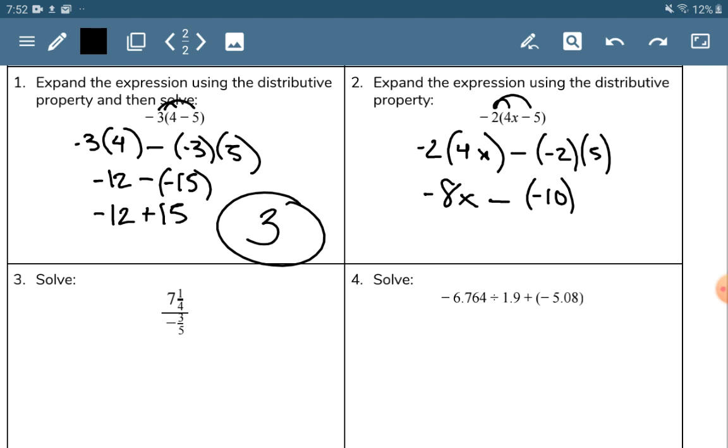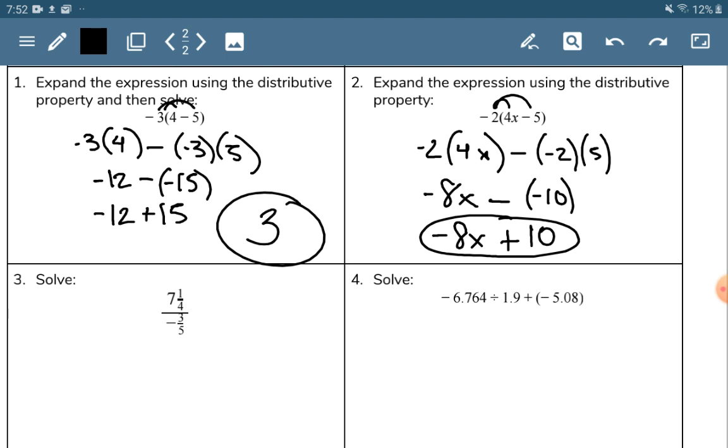When I read this, it is negative 8x minus negative 10. I said minus, so I need to rewrite it with keep, change, opposite. Now, in this particular problem, this is actually the furthest we can go.